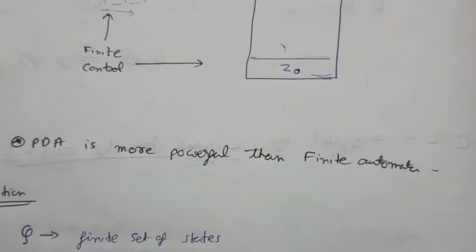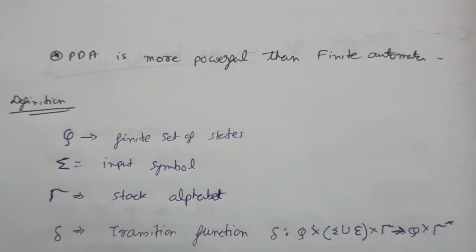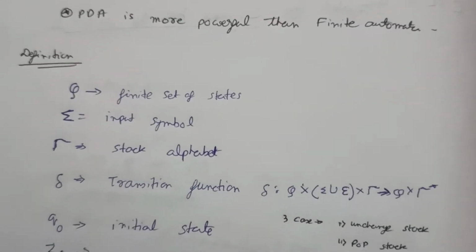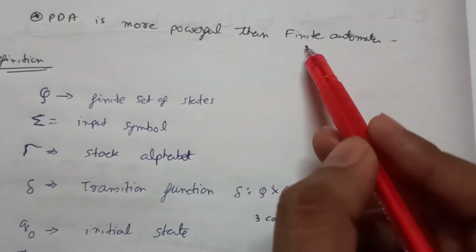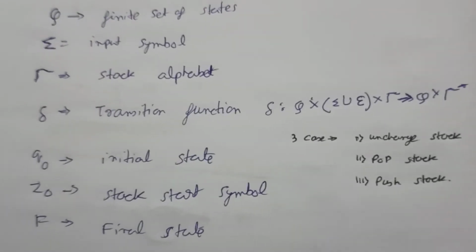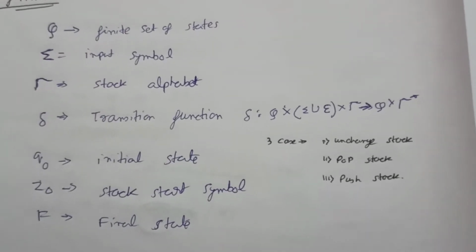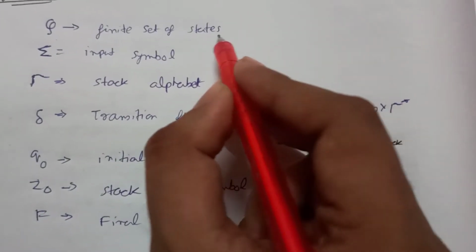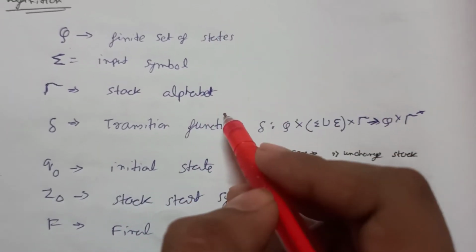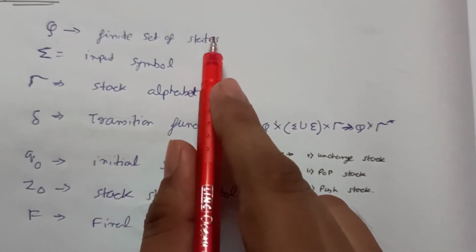Now let's see the definition of our PDA. Obviously a PDA is more powerful than a finite automata because we have a memory element here. So now let's see what the definition is. Here are 7 tuples, where Q is the finite set of states. These types of things are similar to what we know. There are a few things that are new.